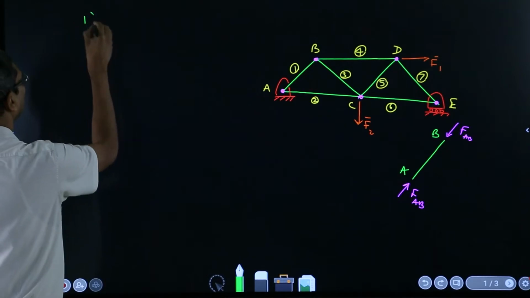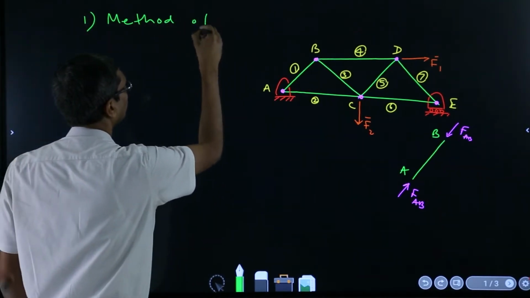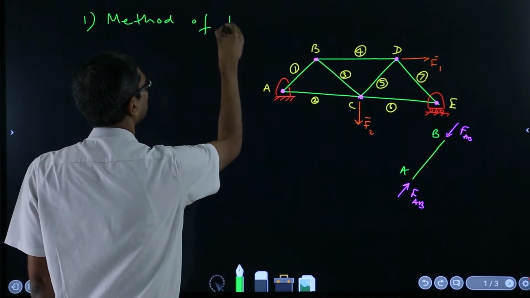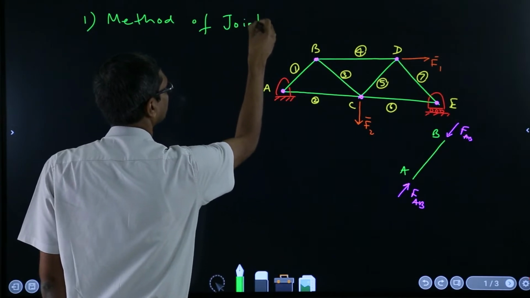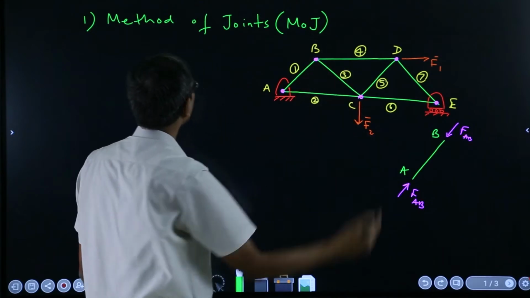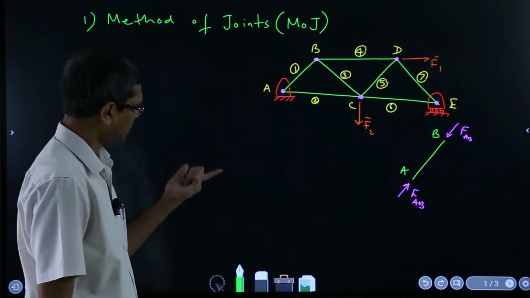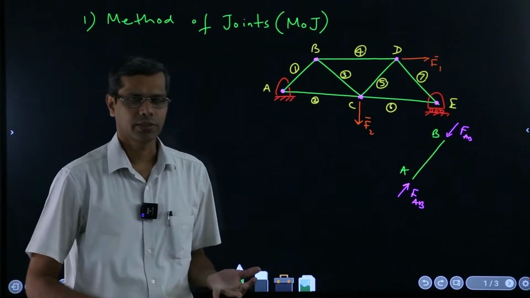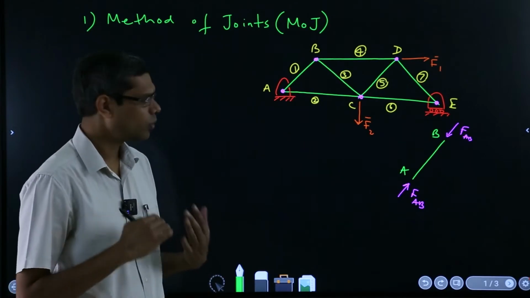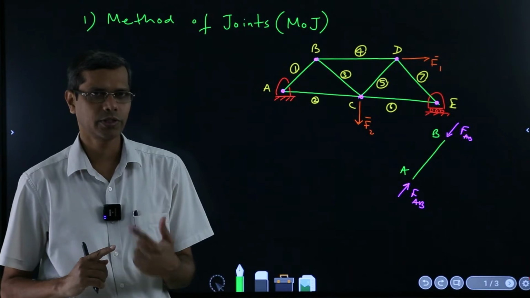So, we are talking about the method of joints, or in short we call it MOJ, okay, the method of joints. One point, both these methods, the method of joints and the next one which we will discuss, the method of sections, both these techniques will use a step which is common.